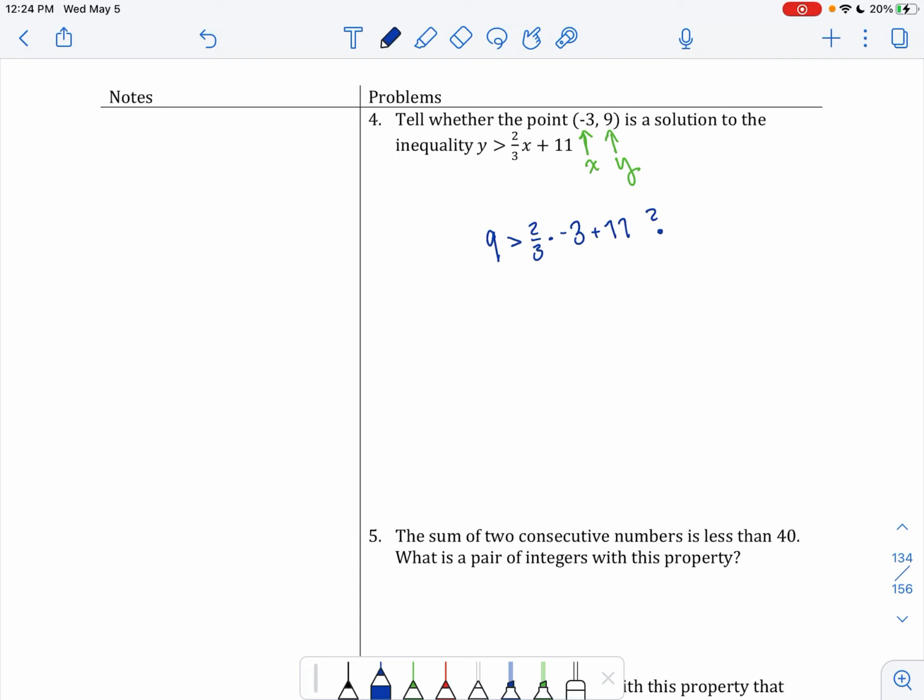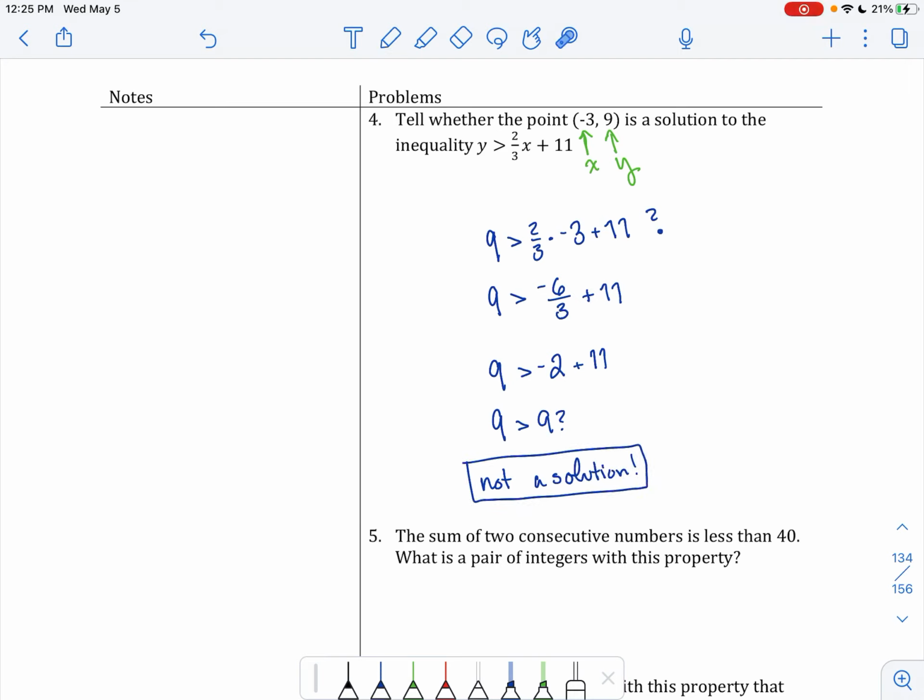So here we're going to do our arithmetic. -3 times 2/3 is, you could write as -6/3 plus 11. So 9 is greater than -2 plus 11. So this has ended up with the question, is 9 greater than 9? No, this is not a solution to the inequality. Now, if this had been a closed boundary here, that would have been a solution.